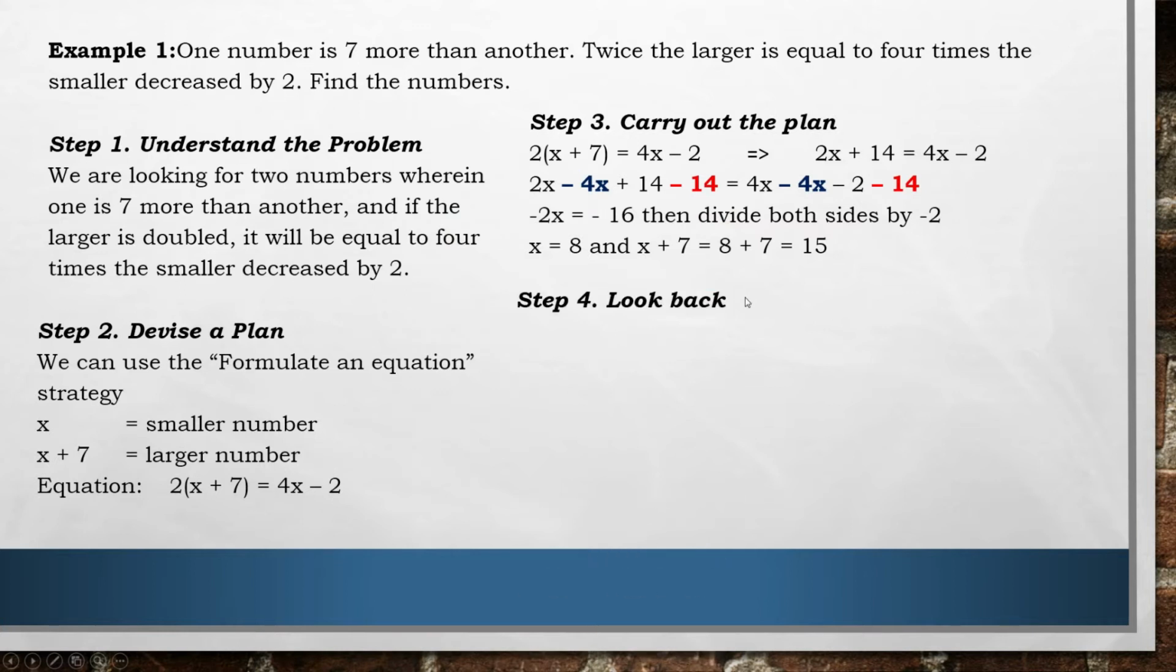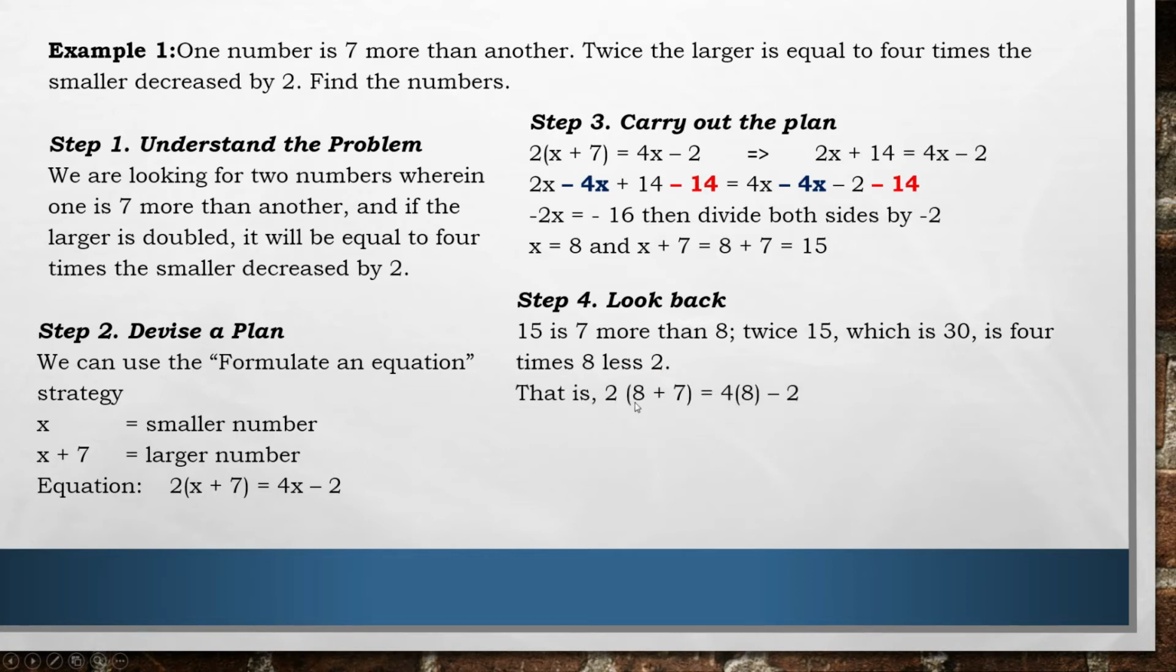So step 4, we have to look back. 15 is 7 more than 8. That's correct. Twice 15, which is 30. Okay, 15 is 7 more than 8. And then, what is the twice of 15? 2 times 15, that is 30. And then, 4 times 8 less 2. So that is 2 times 8 plus 7 equals 4 times 8 minus 2. So 30 is equal to 30.